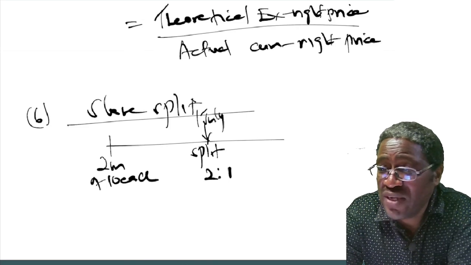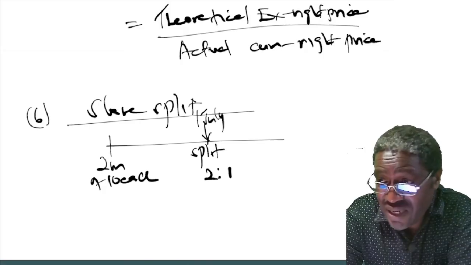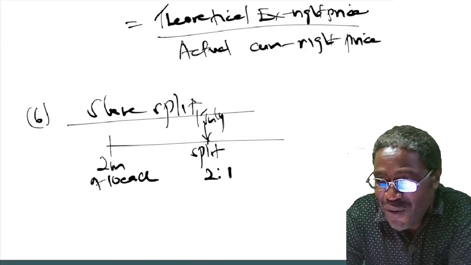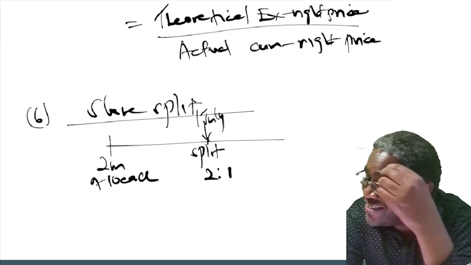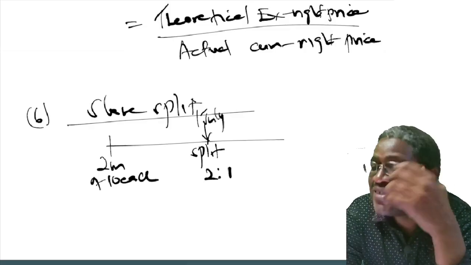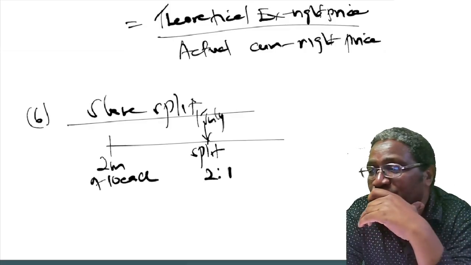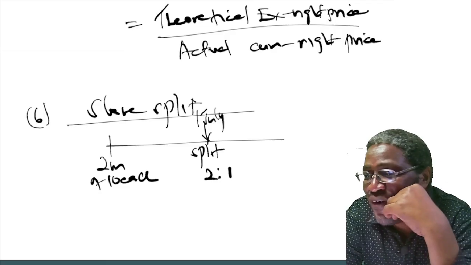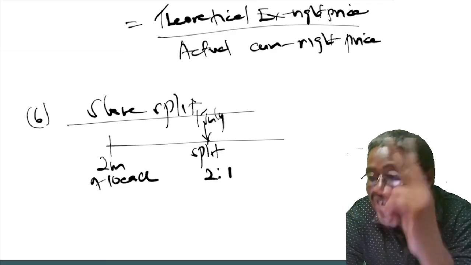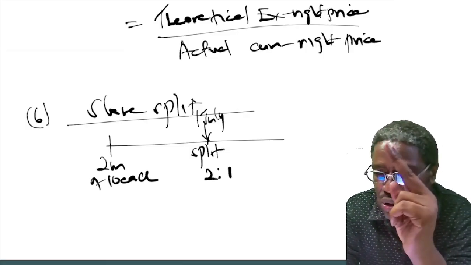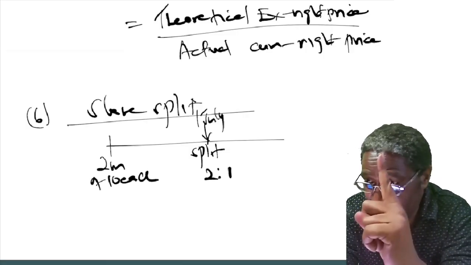How many shares will you find in the register? Some are saying 3, some are saying 4. We did a share split in the ratio of 2 for every one.